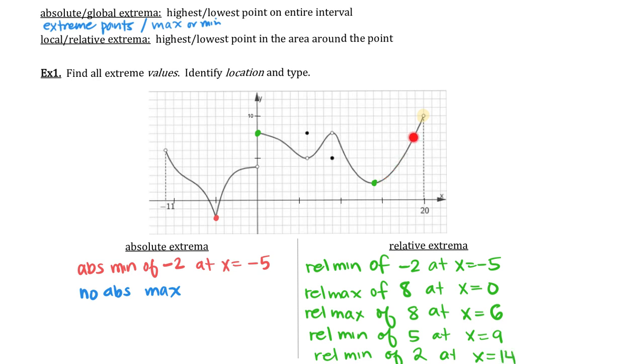Okay, now let's go up here. This looks like it could be a controversial relative max, but it's not, it's an open circle, so it's not defined, so it's irrelevant. So we've listed all our relative extrema and our absolute extrema, and the relative extrema is typically way more than the absolute.